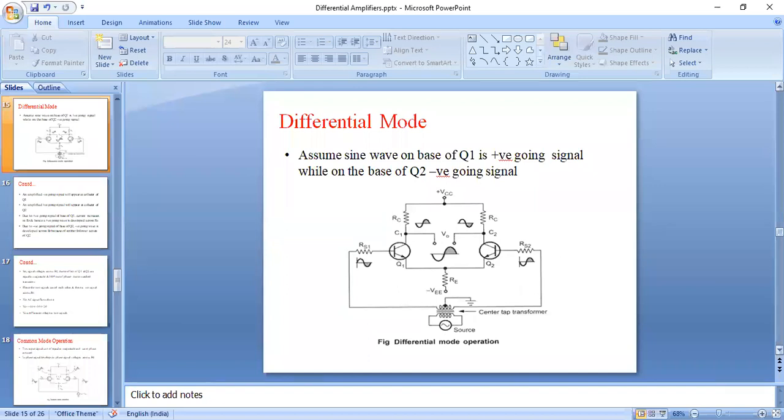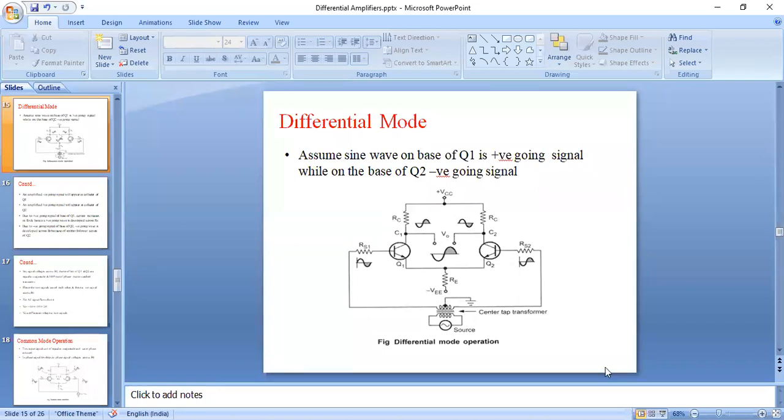So now we'll take the differential mode, and see how the differential amplifier will operate in differential mode. When the differential amplifier operates in differential mode, it means the input signals of the two transistors are not equal.